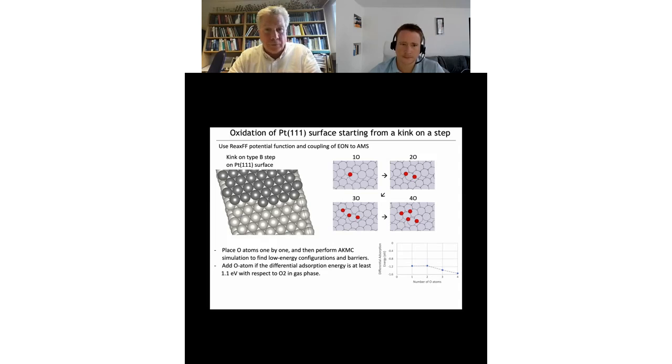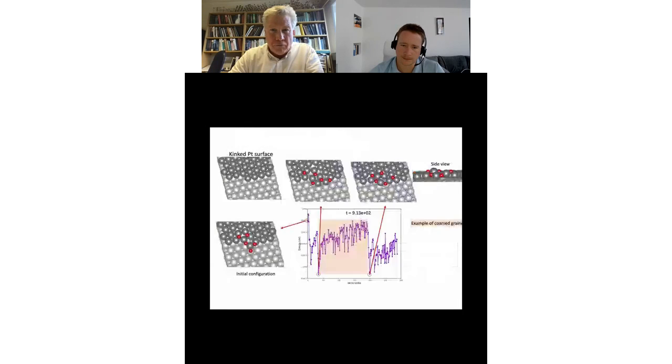Kink sites are the active sites for growth as well as desorption, and those are the ones that give you the highest binding energy for the oxygen atoms. We can see here that the surface is being roughed up. We're showing here a calculation where the energy is a function of the state that is found. And you can see there's a lot of this flipping back and forth.